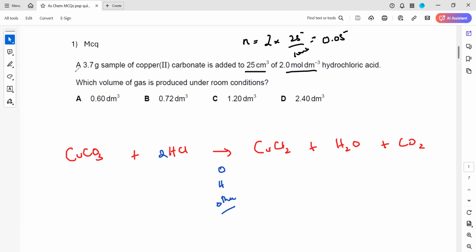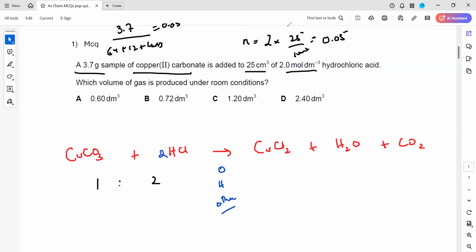Then how many moles of copper 2 carbonate? Moles equal mass in gram over molar mass. So copper is 64, carbon is 12, and oxygen is 16 multiplied by 3. So it will be 124, and we got 0.03 moles. According to the equation, 1:2 is the ratio. If I have 1 mole of copper carbonate, I need 2 moles of HCl according to the equation.